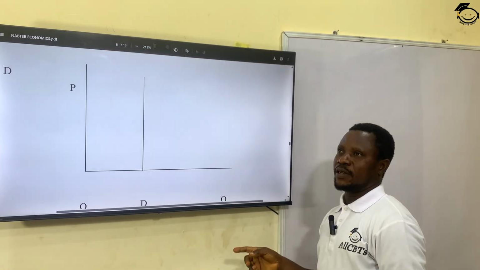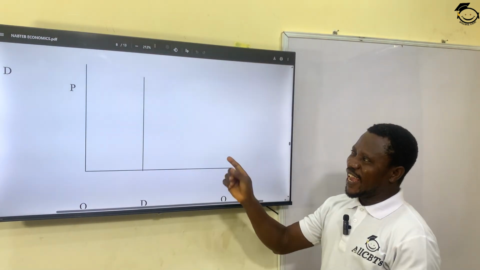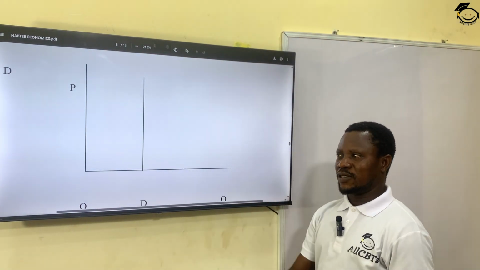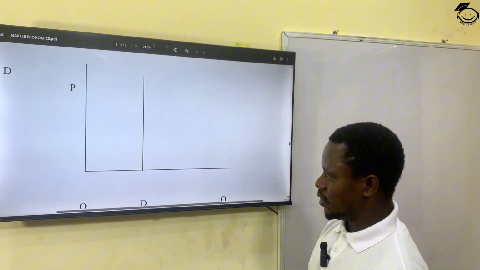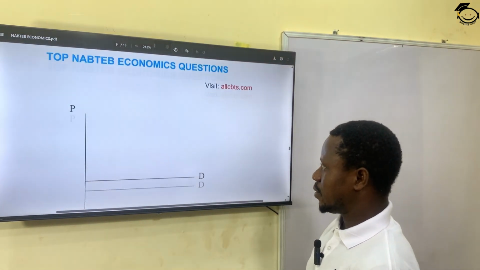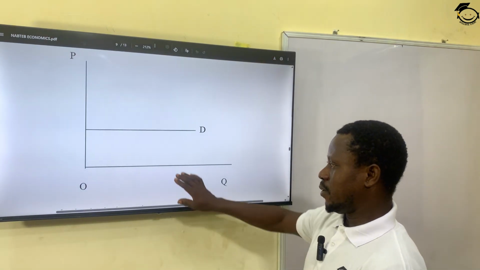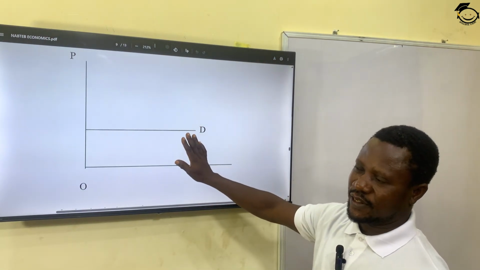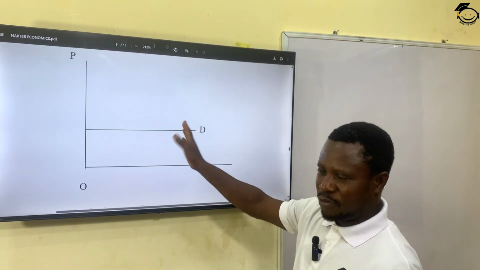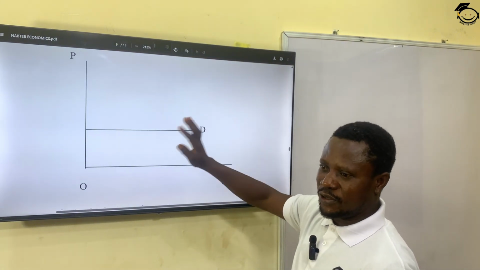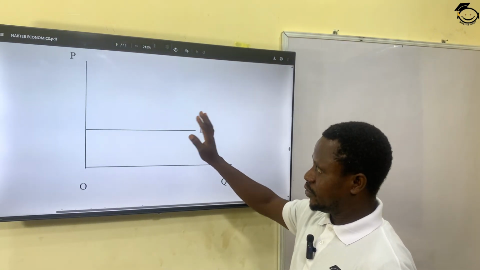And this is perfectly elastic demand. For a product, any change in price, there will be a drastic change in the quantity demanded. It's horizontal. Oh, sorry, it's vertical. Okay? Why is this perfectly inelastic? That is, it does not change. No matter what happens to the price, the demand does not change.